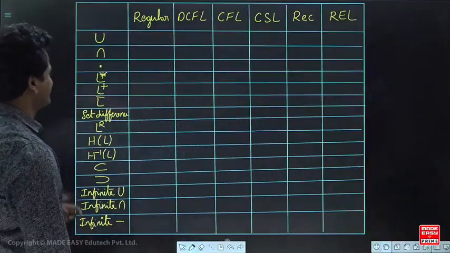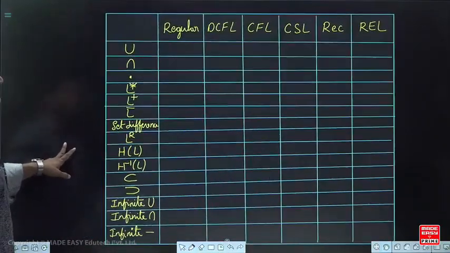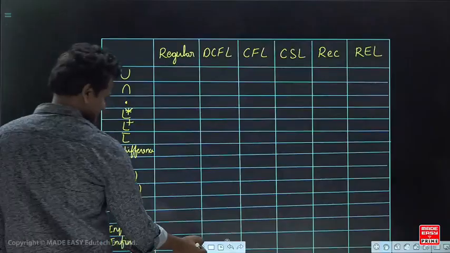Now, properties of languages. Properties of all languages, okay?